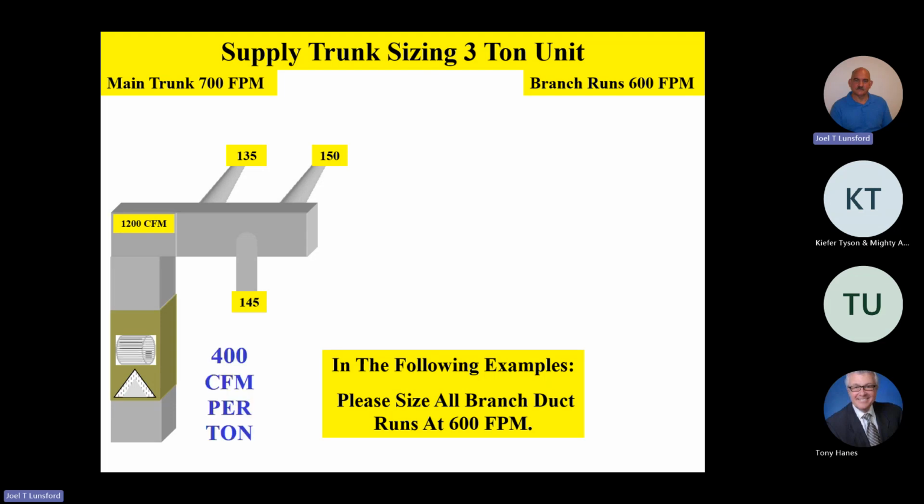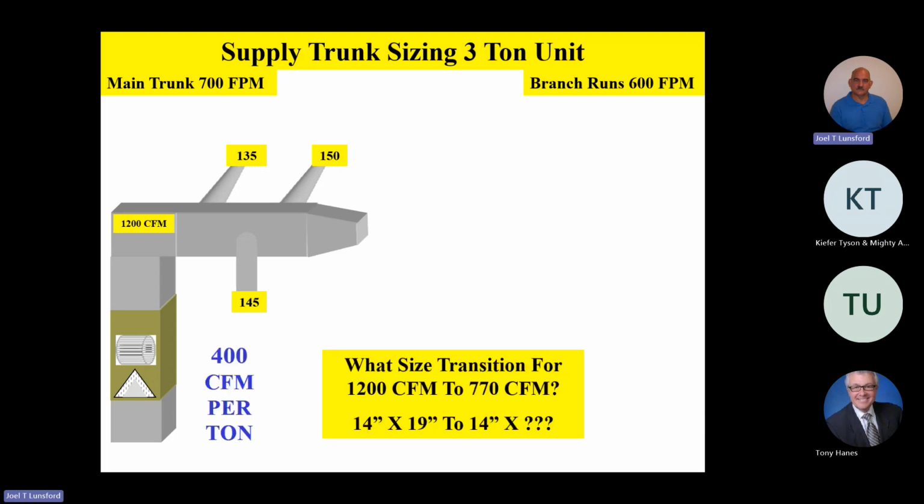All right, so now what we're going to do, because we've taken some air off this first section of main trunk, it's going to be time for a transition. And so we're going to transition down. We're going from a 14 by 19. And let's just keep that 14 dimension and go down to a 14 by something. But let's figure out how much air we have left over.